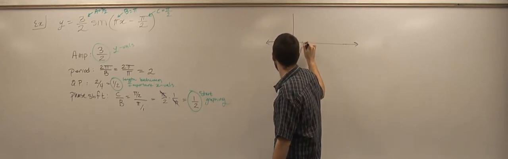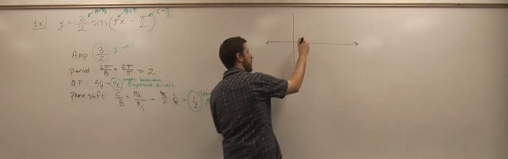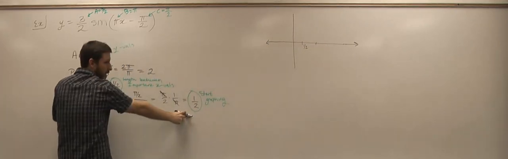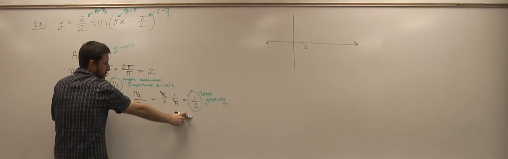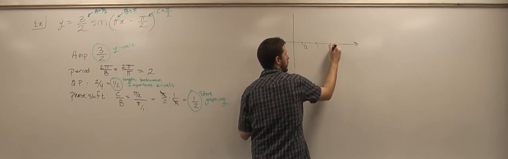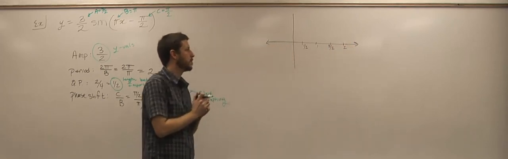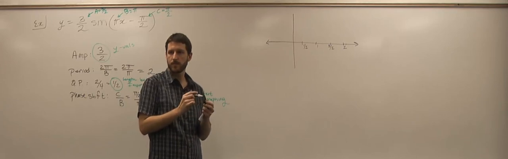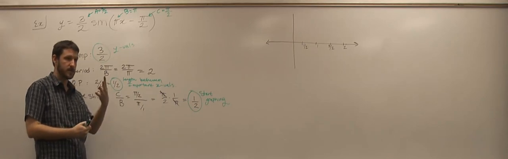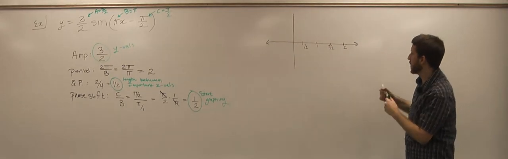Here's 1/2. And then according to my quarter period, I can figure out how far I have to go to get my next important x value. I just take 1/2 and I add 1/2. What's 1/2 plus 1/2? 1. And then I add 1/2 again. And then I add 1/2 again. Am I done? How do you know when you're done? When you've gone 2 from the phase shift or when you've gone 4 quarter periods. Right now I've gone 1, 2, 3 quarter periods. So I've got to go 1 more.